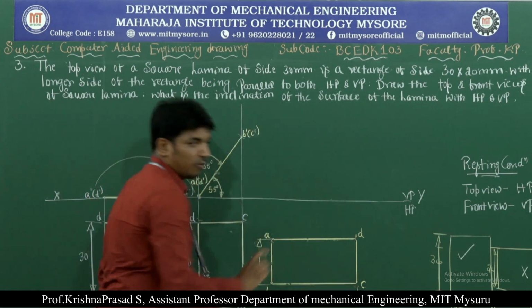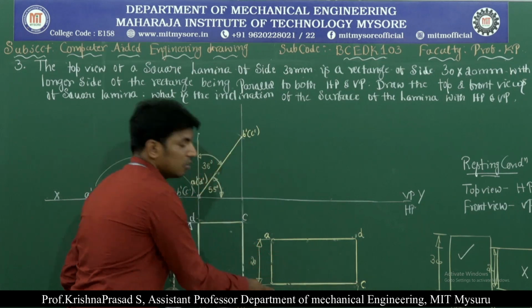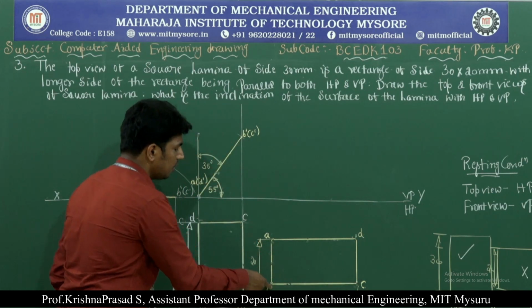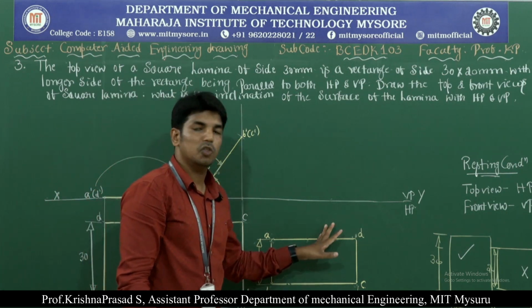DC is 20. Then from DC, from the point C, draw the line 30 mm. Then B to A is again 20. Now the top view position is over.